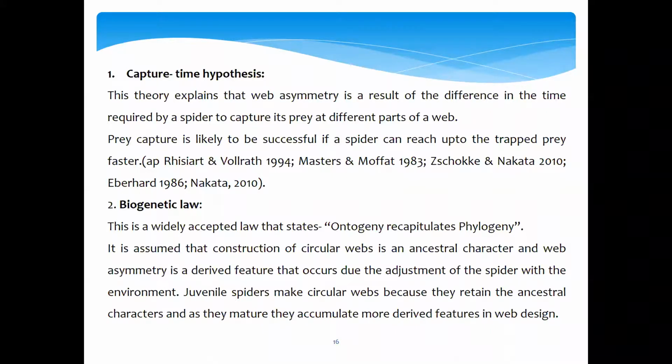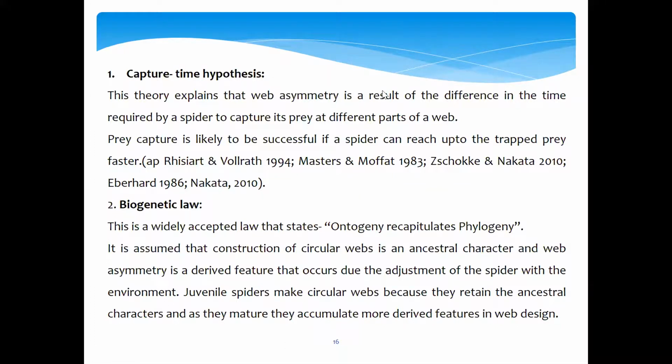Then the second one is the biogenetic law. This is a very widely accepted law which tells us that ontogeny recapitulates phylogeny. We have already studied this law in our evolution chapters, which tells us that in the developmental process, there will be certain characteristics which are a reflection of its ancestral traits, right? So it is assumed that the construction of circular webs is an ancestral character, and web asymmetry is a derived feature that occurs due to the adjustment of the spider to the environment.